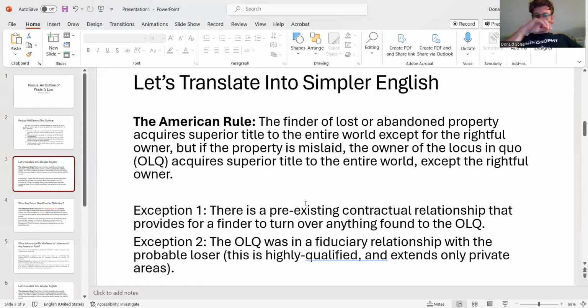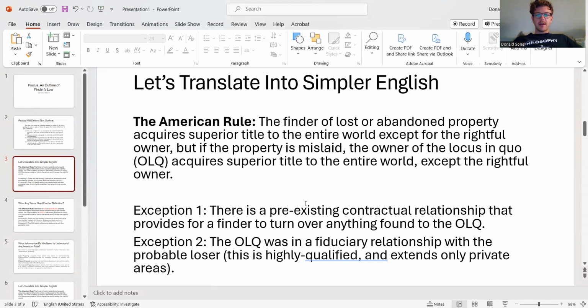So here's my preferred statement of the American rule. This is the rule that applies in American jurisdictions, right? The American rule is that the finder of lost or abandoned property acquires superior title to the entire world except for the rightful owner. But if the property is mislaid, the owner of the locus in quo acquires superior title to the entire world except the rightful owner. That's the rule in a nutshell. And then we can note two exceptions to it.